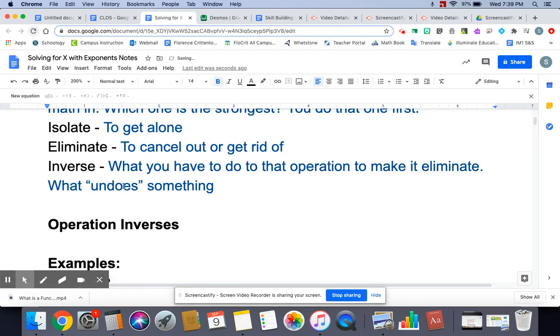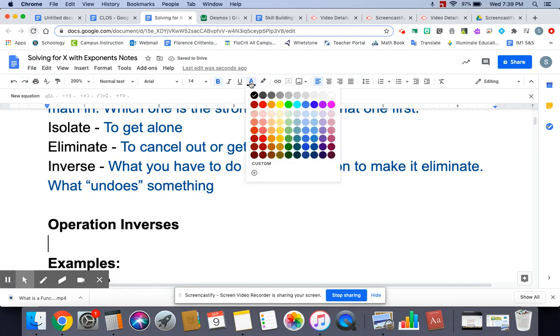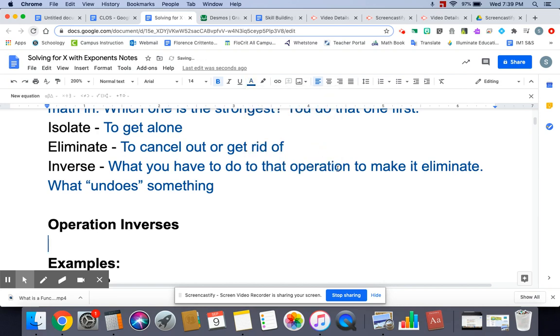So you already know a bunch of operation inverses. For example, let's say I take some number like 5 and I add 2. Well, now I'm at 7. Let's say I want to undo the fact that I added 2 and I want to go back to 5. How do I undo adding 2? By subtracting 2. And then I'd go back to 5. In the same way, if I subtract 2, I'm at 3. In order to go back to 5, I have to add 2. Because adding and subtracting are inverses.